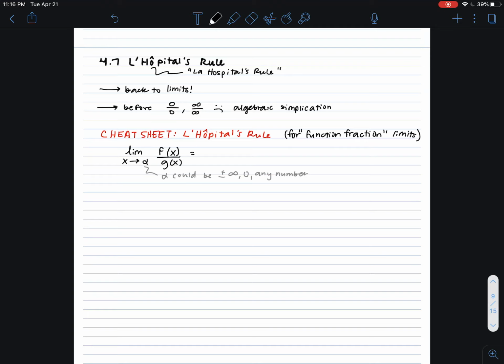So the limit of f of x over g of x is the same as the limit as x approaches alpha of f prime of x over g prime of x. So if we take the derivative of the top and the derivative of the bottom, the limit as the original function will be the same.